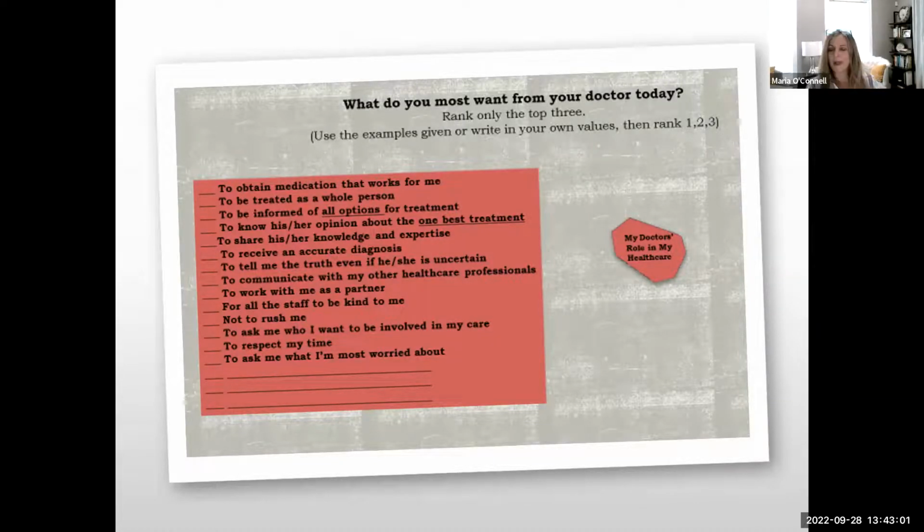Like Jason. Other people said these things were important to them: to obtain medication that works for me, to be treated as a whole person, to be informed of all options for treatment, to know his or her opinion about the one best treatment, to share his or her knowledge and expertise, to give an accurate diagnosis, to tell me the truth, even if they're uncertain. And you'll see here, not to rush me, to ask me who I want to be involved in my care, to respect my time, and to ask me what I'm most worried about.